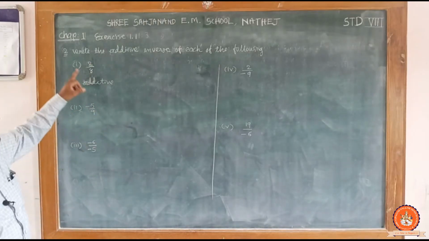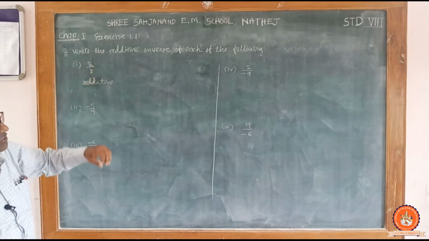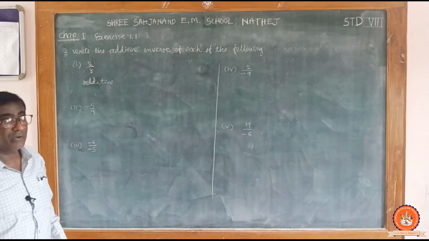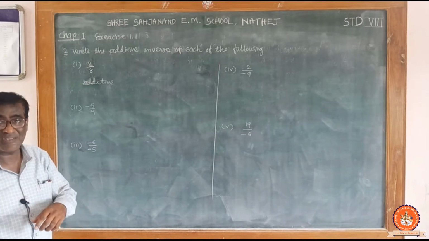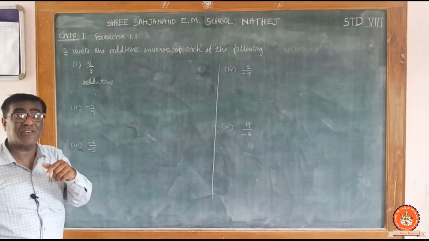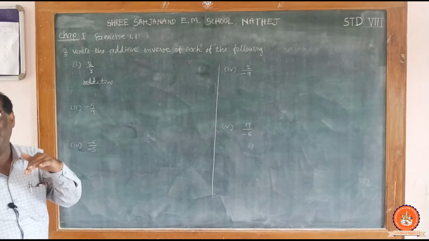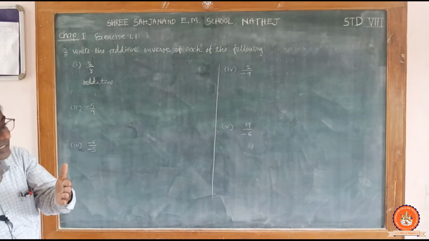Exercise 1.1, question number 2. Write the additive inverse of each of the following. So additive inverse means what? You have to write the opposite numbers. Opposite numbers means you have to change the sign of the given number and you will get the opposite, that is, the additive inverse of the number.